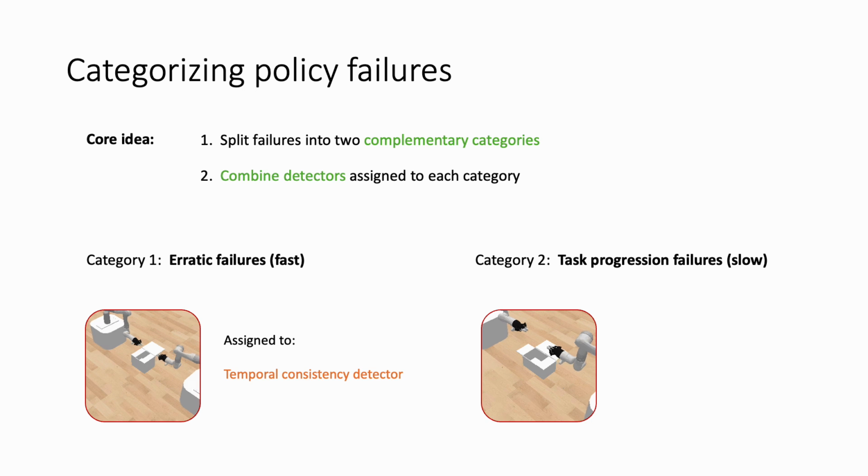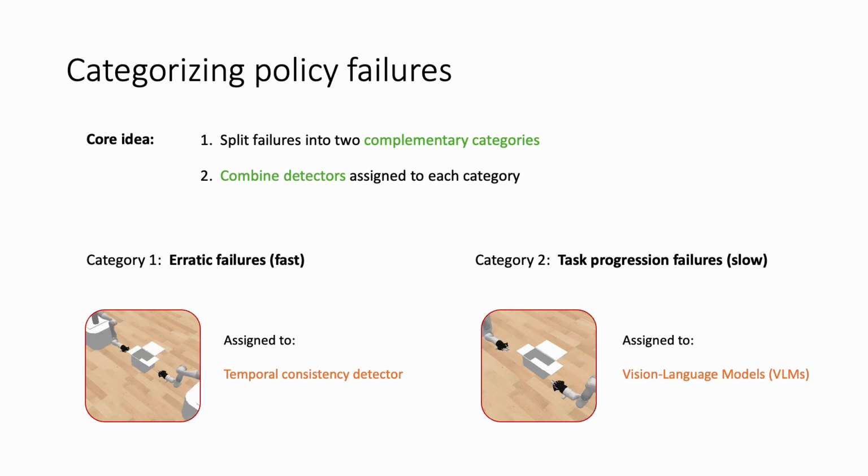The second category is task progression failures, cases where the policy struggles to make progress on its task, but does so without behaving erratically. We propose the use of vision language models to detect task progression failures.